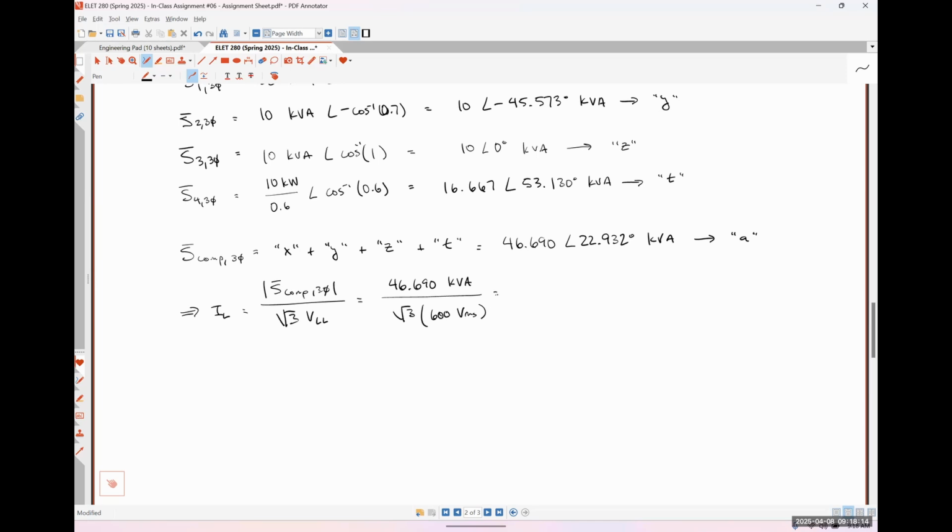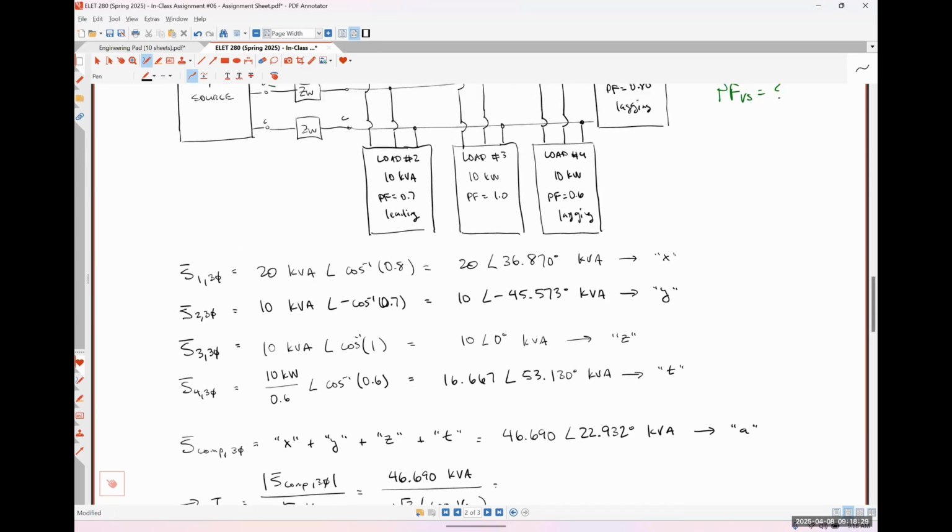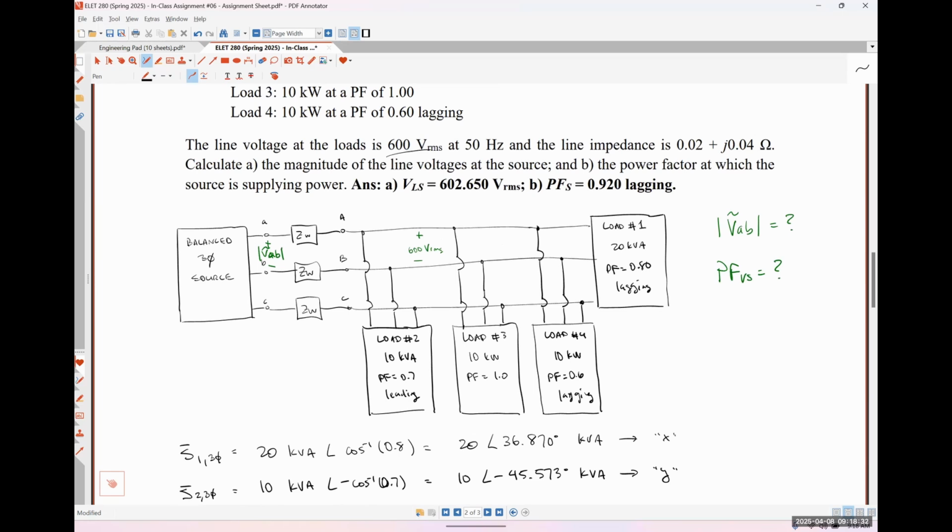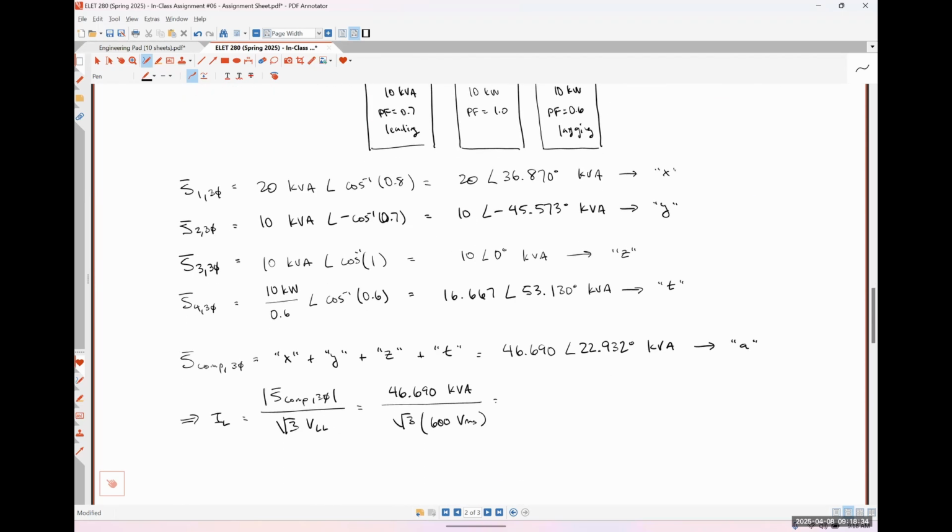So let me throw that in my calculator real quick. So the magnitude of what I have stored in my calculator as A divided by √3 times, and I believe it's 600. Let me just double check that. Yep, 600 volts RMS is the line voltage at the loads. And I wind up getting a current of 44.927 and some change amps RMS.